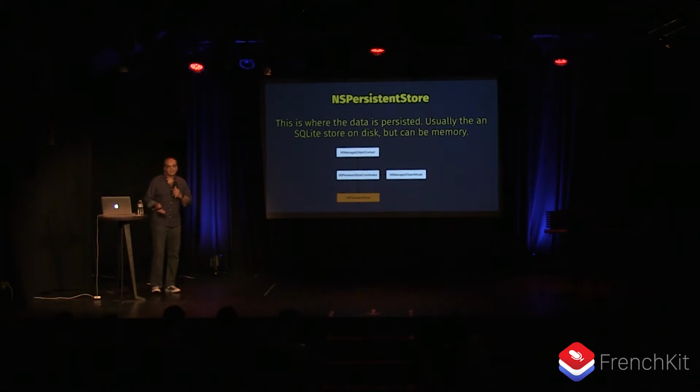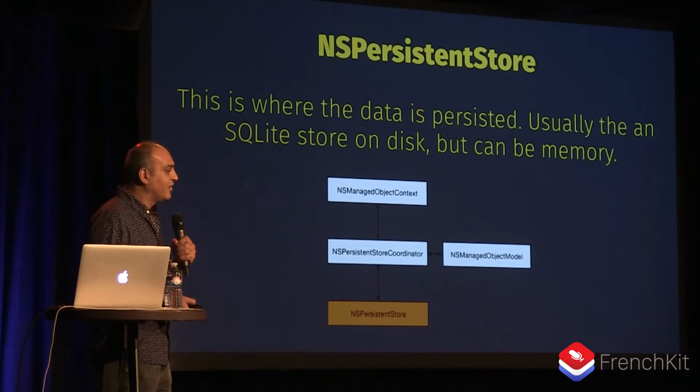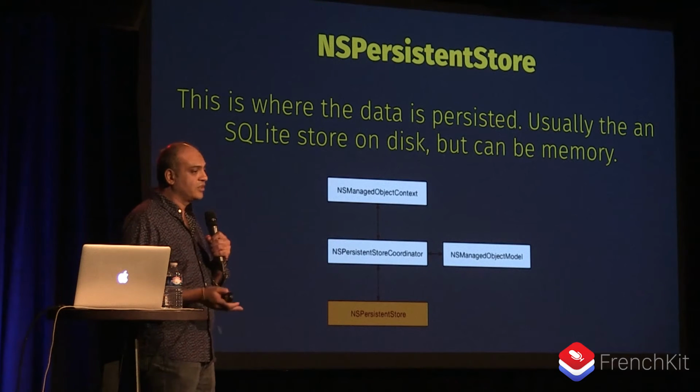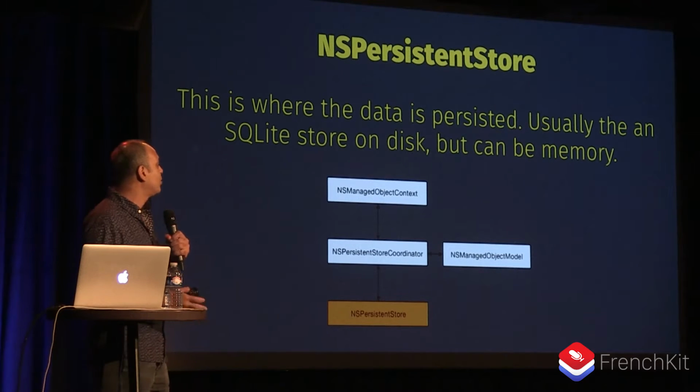You've got the persistent store, which is where the data is persisted. More often than not, it's a SQLite store. It doesn't have to be. It can be in memory. On the Mac, you can store it as XML or just as a binary blob. But more often than not, it's SQLite, and that's probably the one that gives you the best performance.